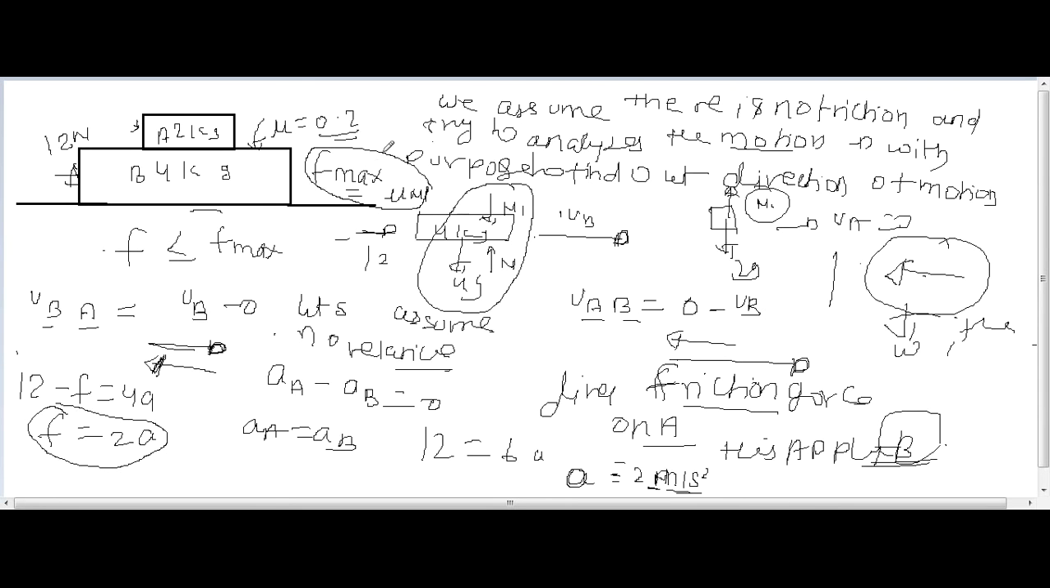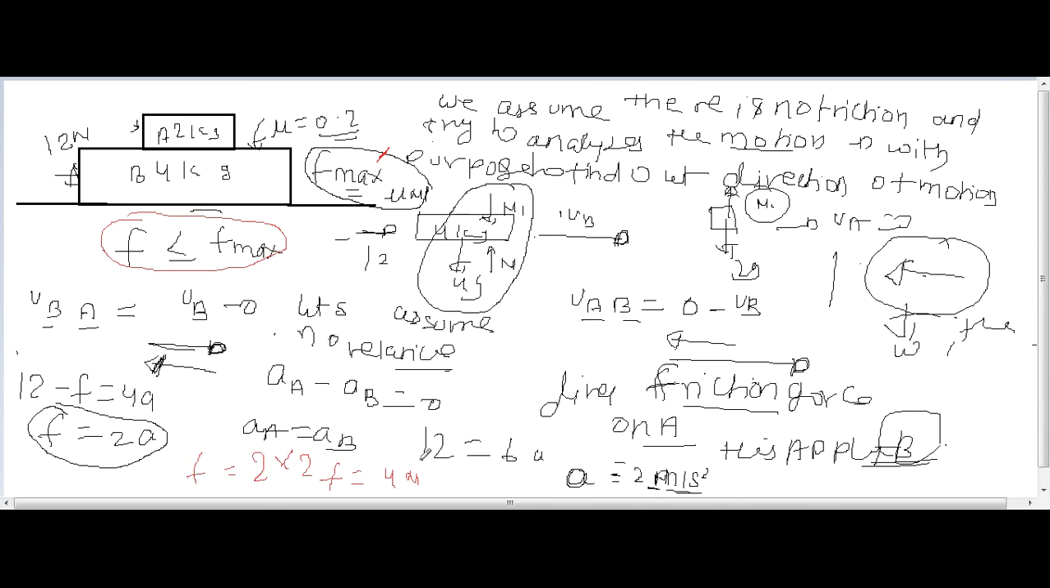F max is equal to mu into N. You should think here. This is again an important inequality, and you should do it by yourself. We found the acceleration of A is equal to 2 meter per second square. So F is equal to 2 into 2, because of mass 2 and this acceleration. So F is equal to 4 Newton. So this inequality is satisfied.